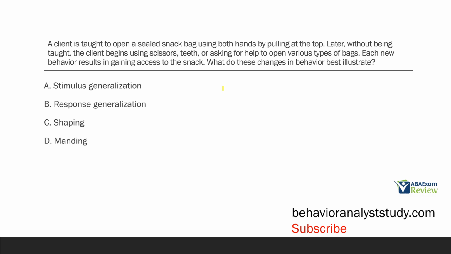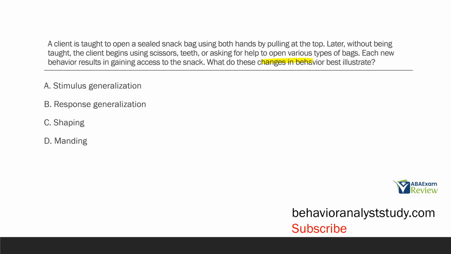Each new behavior results in gaining access to the snack. What do these changes in behavior best illustrate? So I'll just say first, this is a good example of why we don't rush through question 1. Because question 1 took a little longer, but then we have question 2, which is going to be very easy. And any time that you feel you lost on question 1, you're going to make up on question 2.